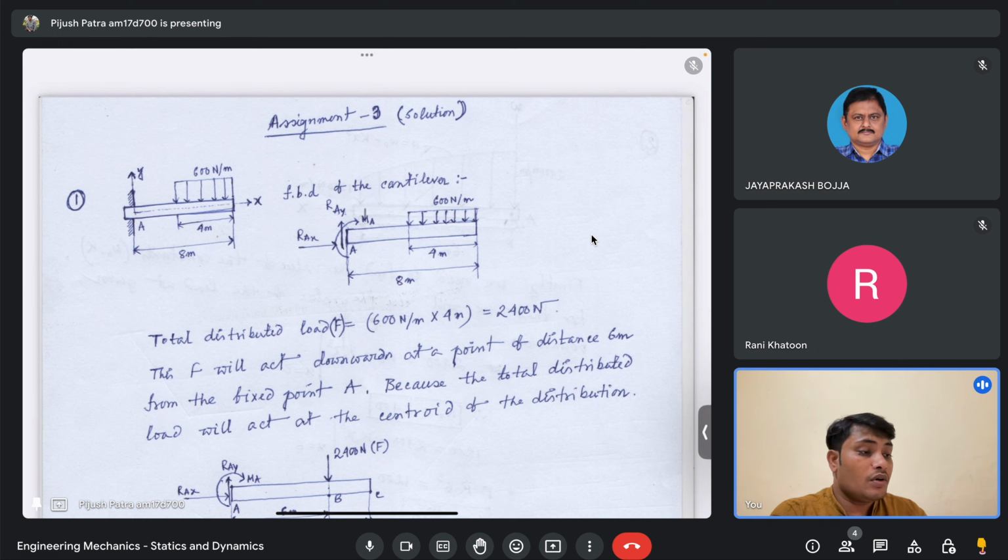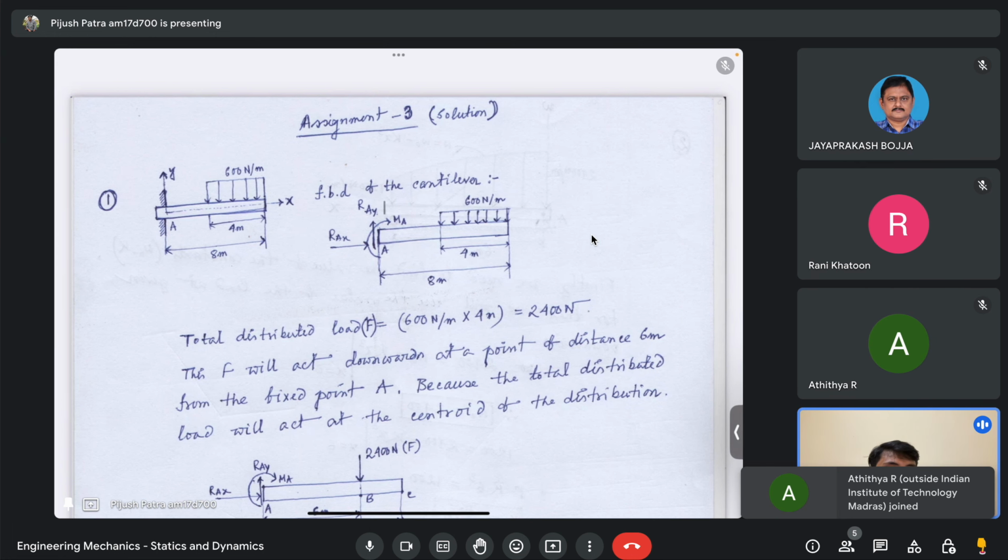Okay, this one is the free body diagram of that cantilever beam, where you can see that it is of length 4 meter, over which the uniformly distributed load of 600 Newton per meter is acting, and the total length is 8 meter, and due to that built-in end you have the reaction force both in the horizontal and the vertical direction, and a reaction moment, which I will consider as a clockwise reaction moment.